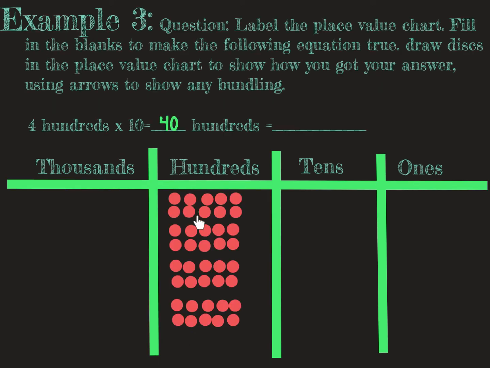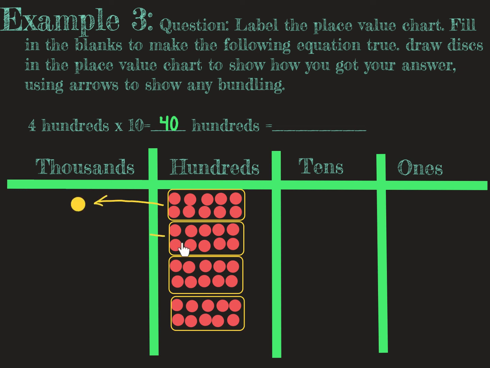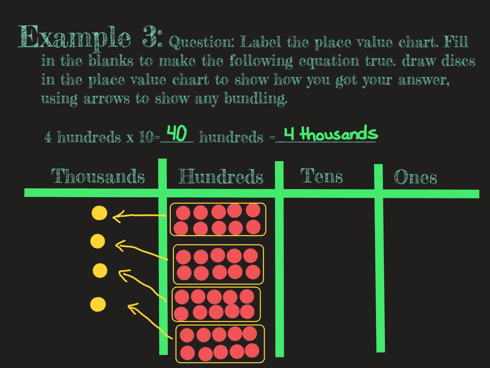Now we're going to take the 40 hundreds and bundle them into 4 groups of 10. Now we're going to take this bundle and bring it over here to equal 1,000. And we're going to bring this bundle over here to equal 1,000. This bundle over here to equal 1,000. And this bundle over here to equal 1,000. As you can see, 40 hundreds are equal to 4 thousands. So, 4 hundreds times 10, which is equal to 40 hundreds, is equal to 4 thousands.